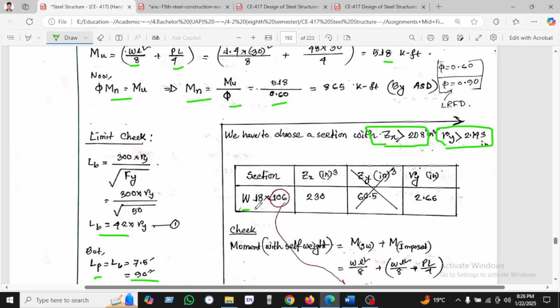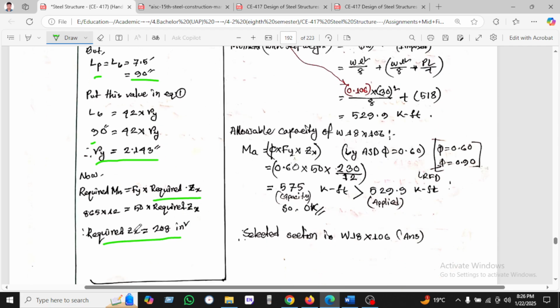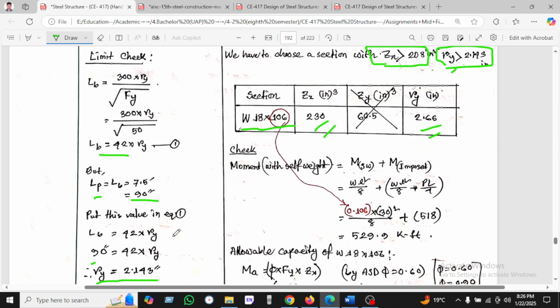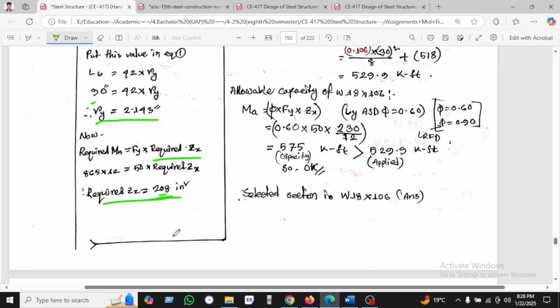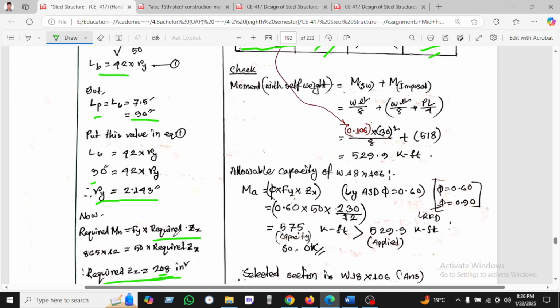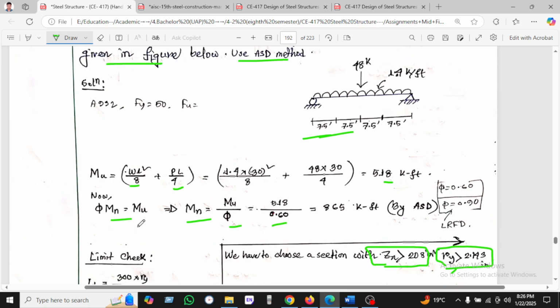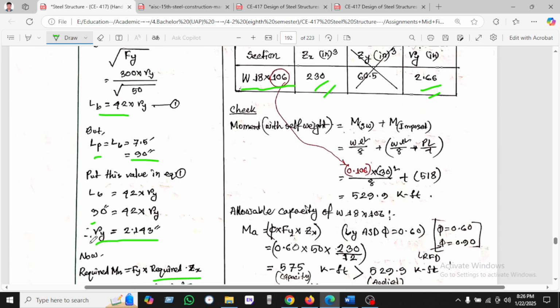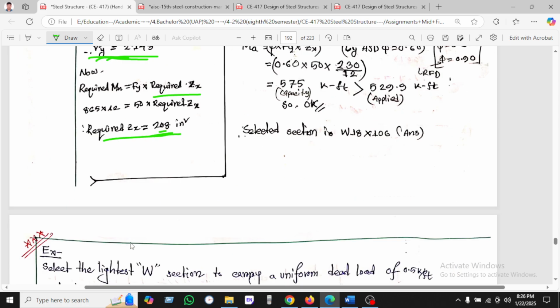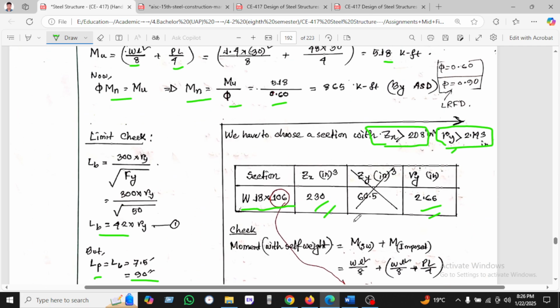select the W18 x 106, whose Zx value is 203 and ry equal to 2.66. So remember these values: this is the required Zx, not ry, and this is the ry. In this way, sorry, this ry, and this ry, and this is also Zx. This is not Zy. Okay.